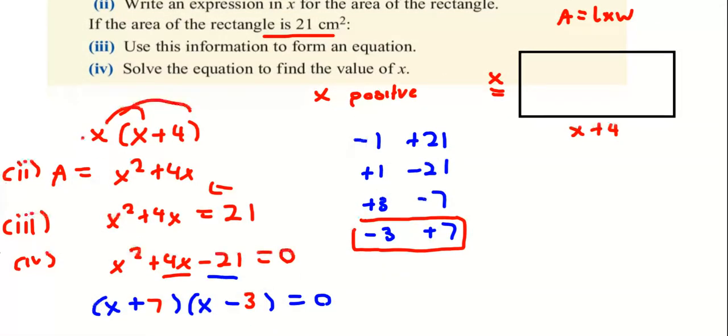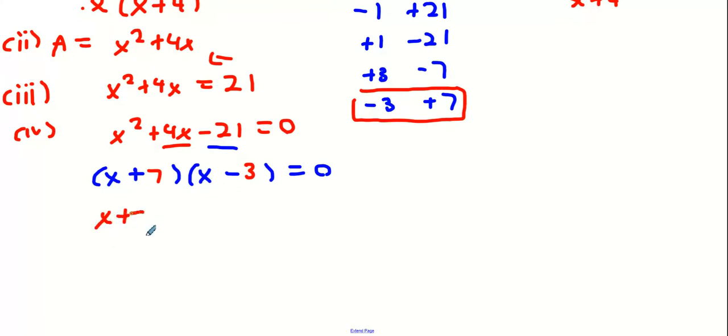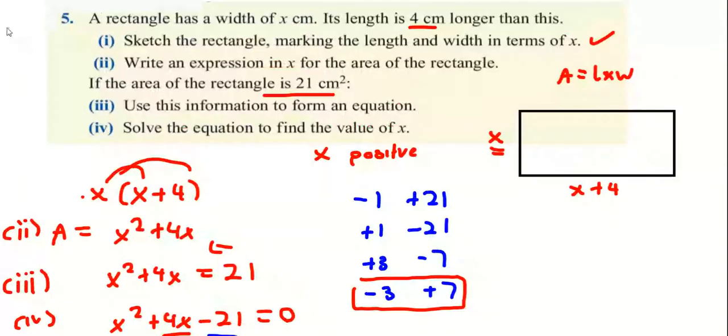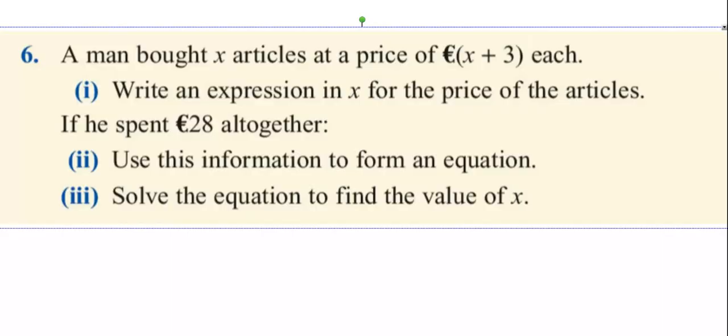Okay, so what we do next is we say x plus 7 equals 0. Move the 7 to the left and we get x equals minus 7. Next one is x minus 3 equals 0. Move it to the left and we get x equals 3. And we're done. Okay, so that's 5.